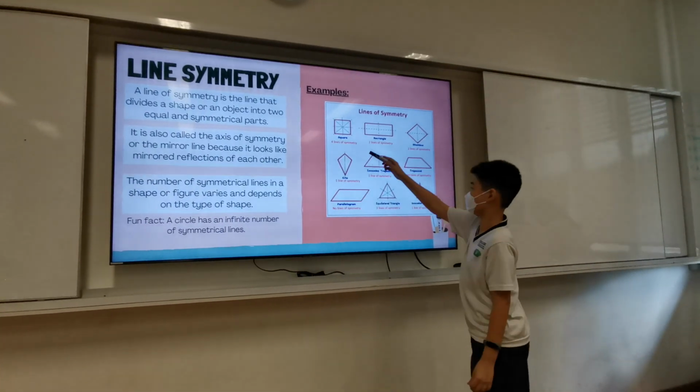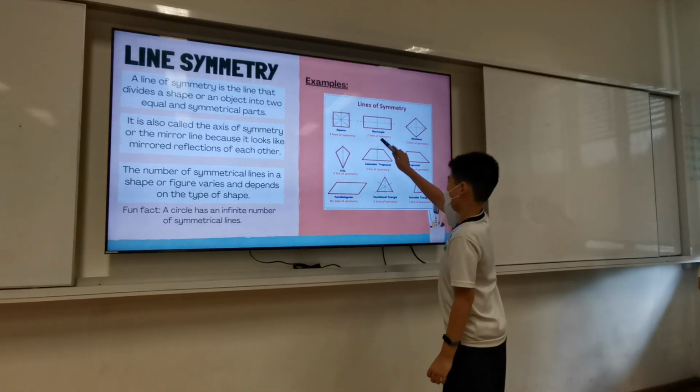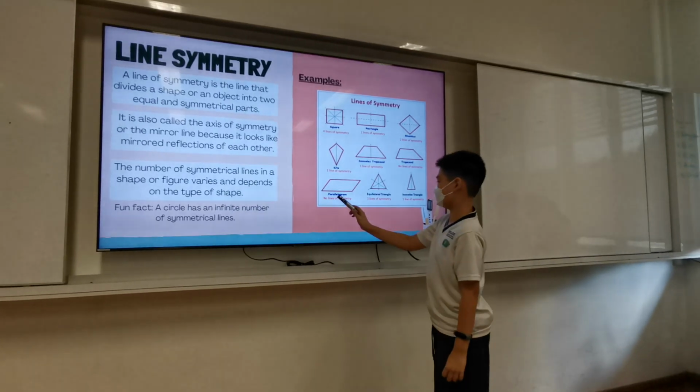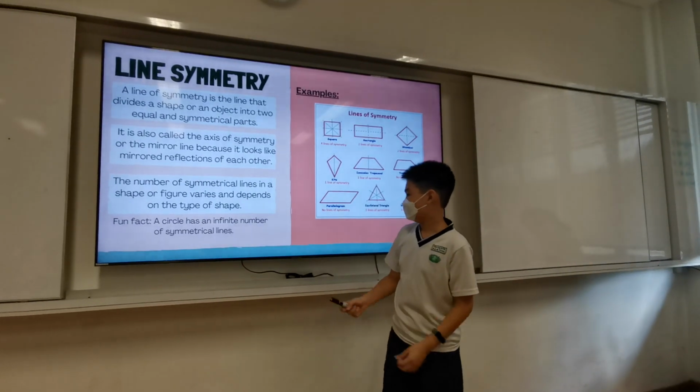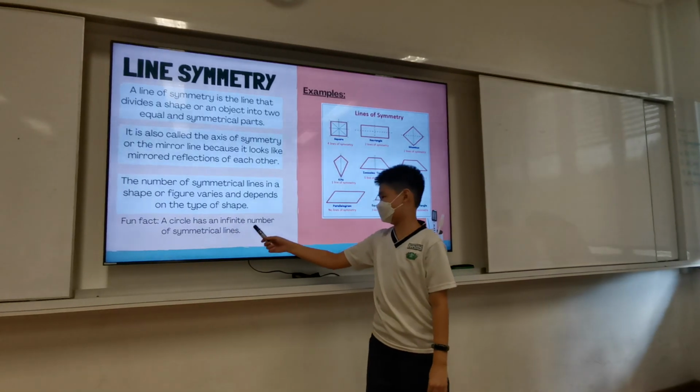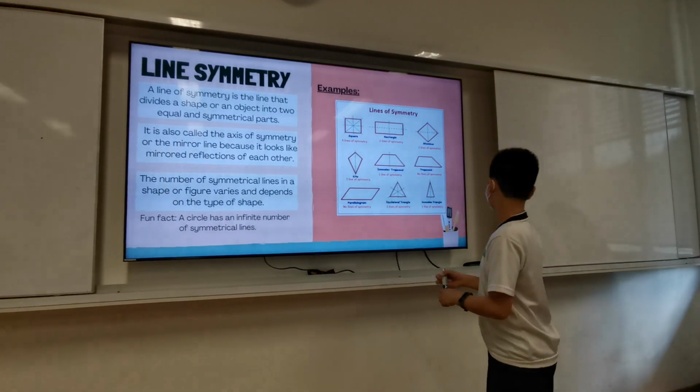Like here, they are all different. A square has 4 lines of symmetry, a rectangle has 2, but a parallelogram has none. Fun fact, a circle has an infinite number of lines of symmetry.